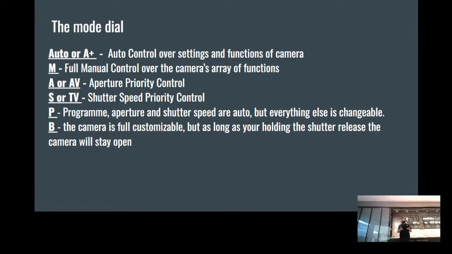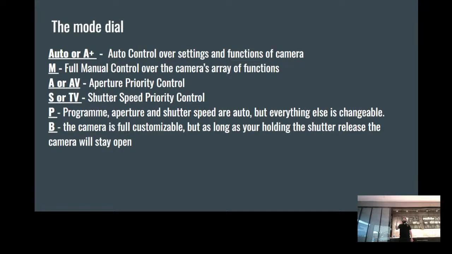However, you can also dumb it down, but it doesn't help if you don't have a good understanding through automatic. So if you put it on manual, you're controlling the aperture and shutter. You're controlling everything. Okay. A or AV is the aperture priority control. S or TV is shutter priority control.